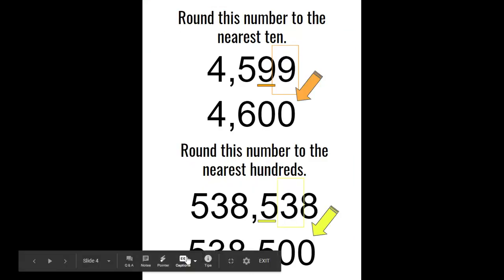So my number is still going to stay 538,500 because these two went upstairs to cry. Nothing has changed here. It's staying the same.